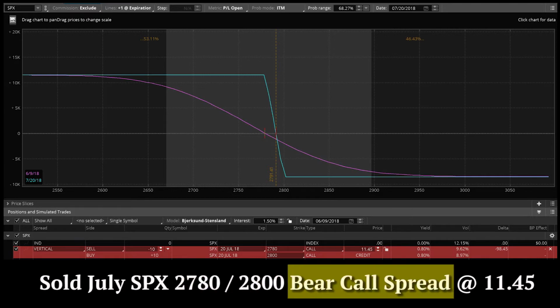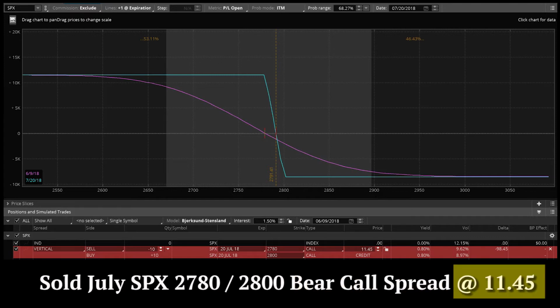Bear call spread tells everybody what it is, because of course different option spreads have different names and structures. Remember, vertical has exactly the same meaning. And lastly, the 11.45 is the premium we bring in because it is for a credit.